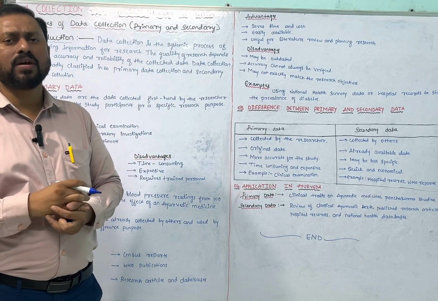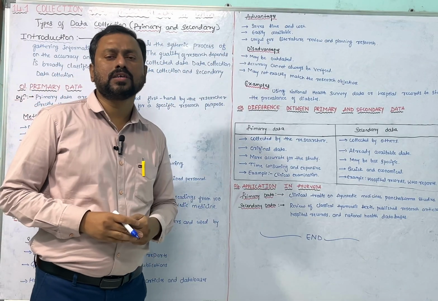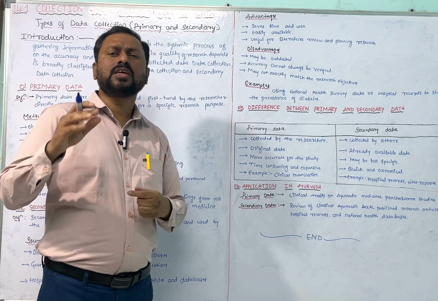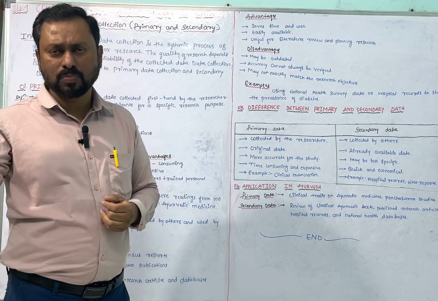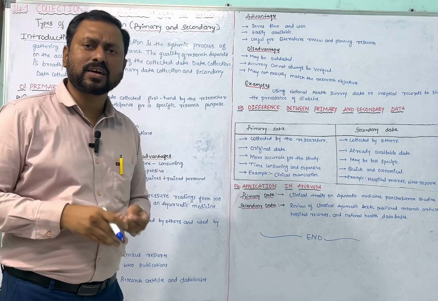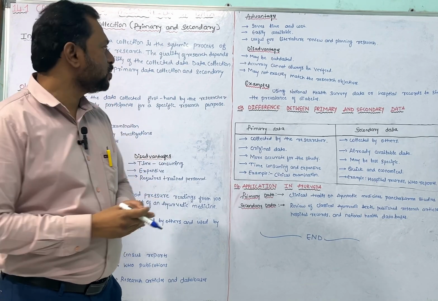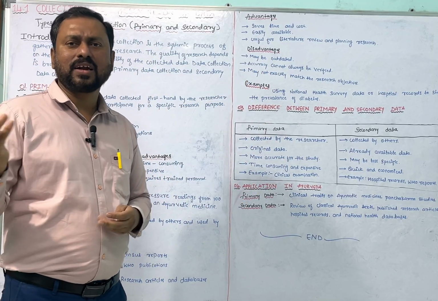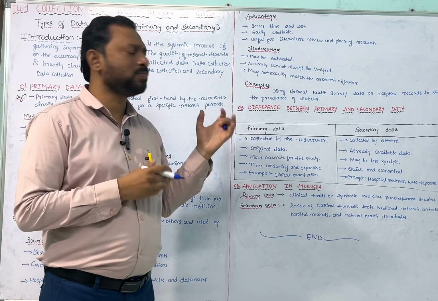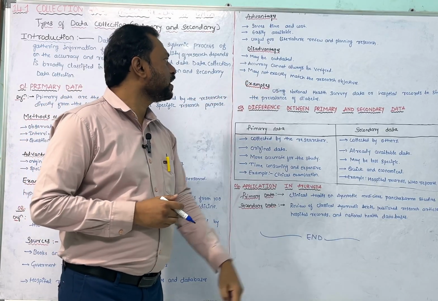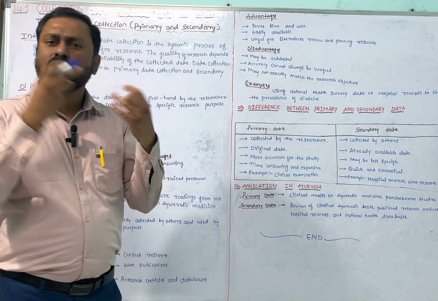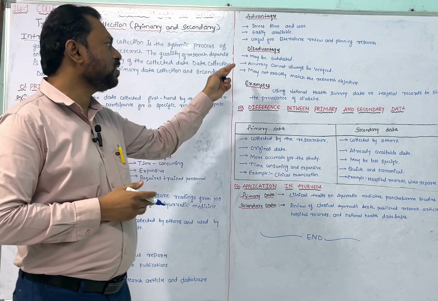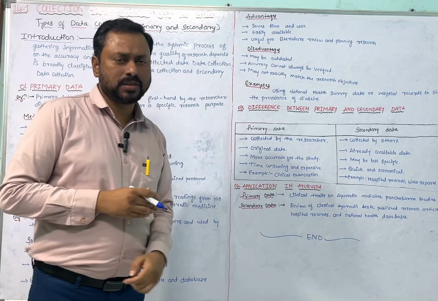Now we will study the disadvantages of secondary data. It may be outdated, because someone collected it maybe 1 year, 2 years, or 10 years ago, so it may be outdated data. Or accuracy cannot be verified, because we don't know who collected it and how accurate it is. That may be the problem. Next, it may not exactly match, because someone collected it for a different purpose and we are utilizing that data. That's why it may not exactly match.